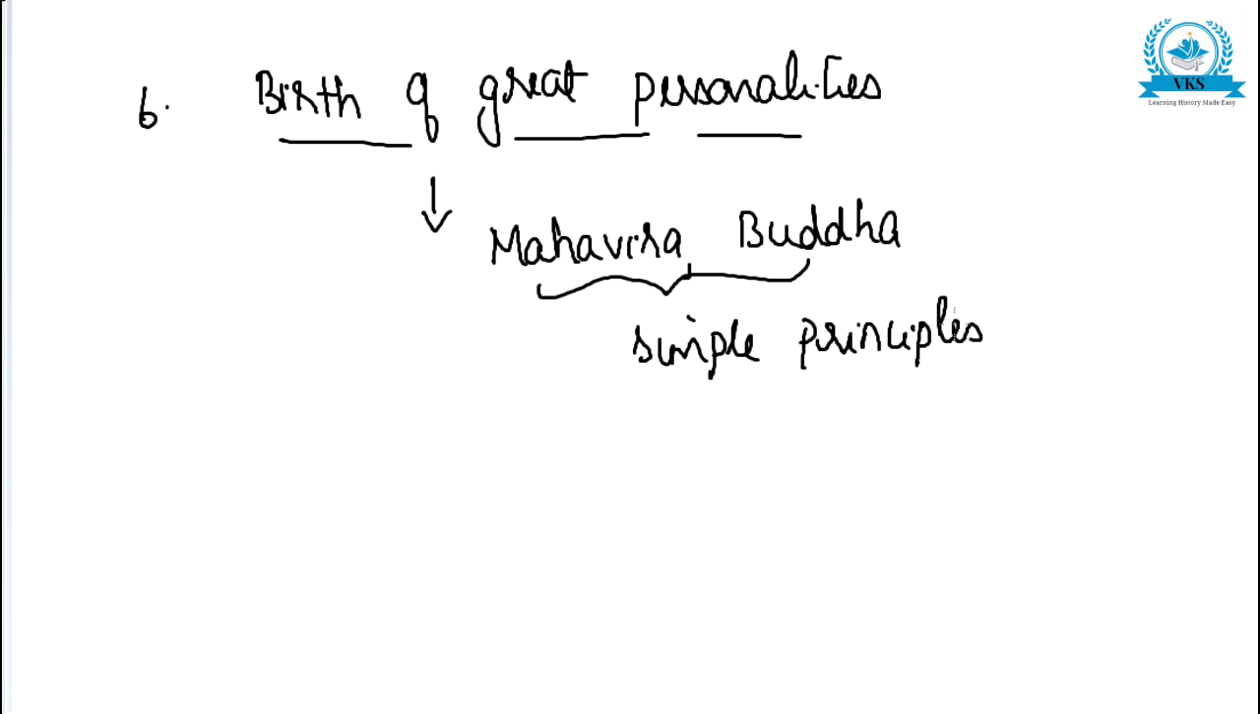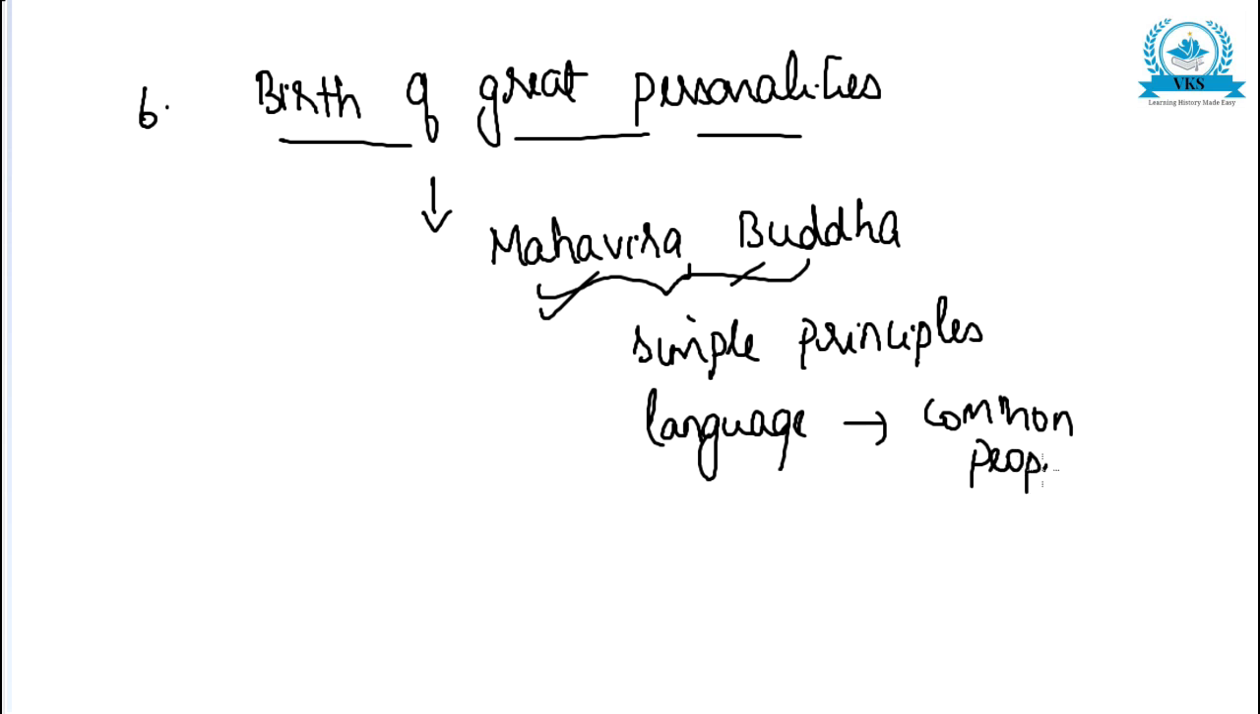People were fed up with the complication of Vedic religion. At that time these two personalities came and started speaking simple principles, and that too in the language of common people, in the language which common people will understand. Otherwise Vedic religion was in Sanskrit, and common people did not understand. So Mahavira and Buddha taught simple principles in the language of common people, and this attracted people towards the new religion. And all these were the factors responsible for the rise of new religion.